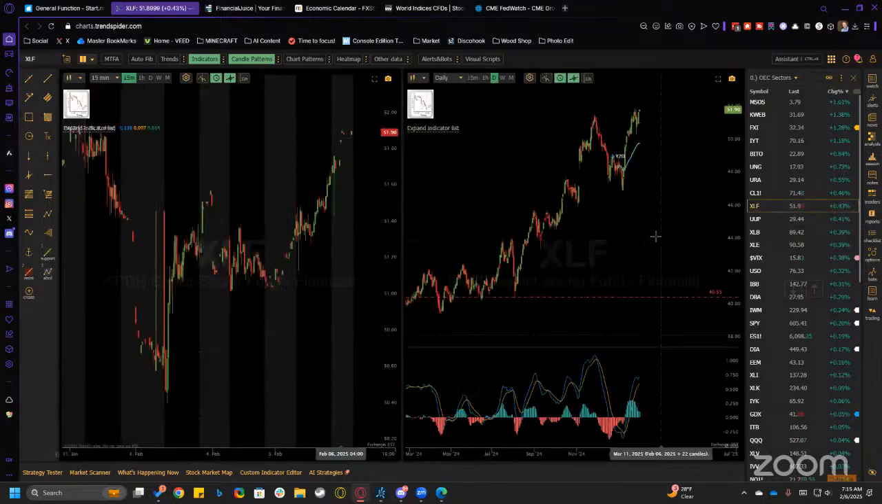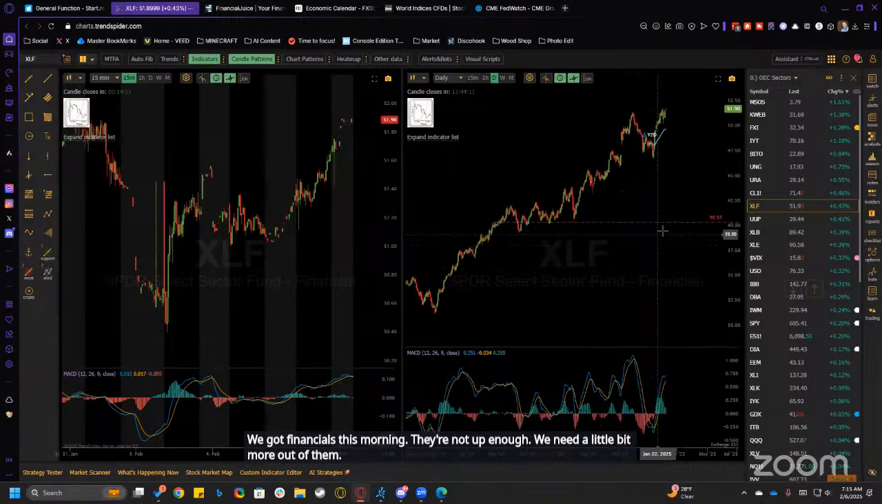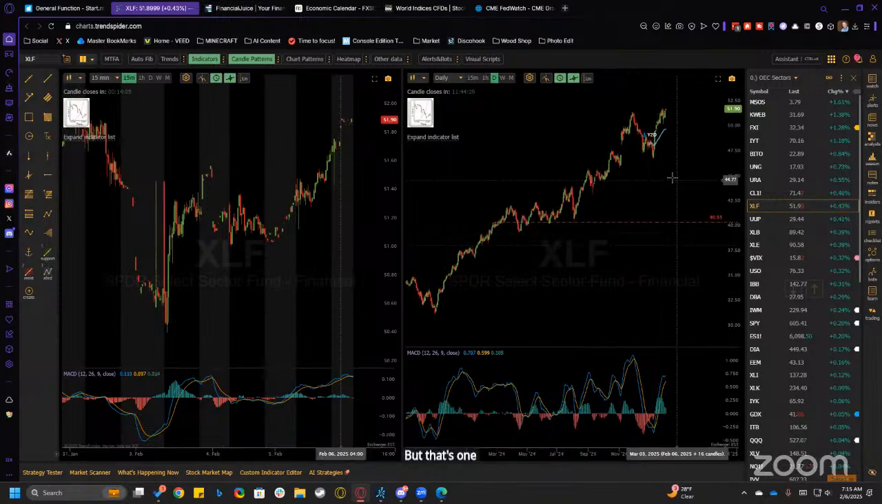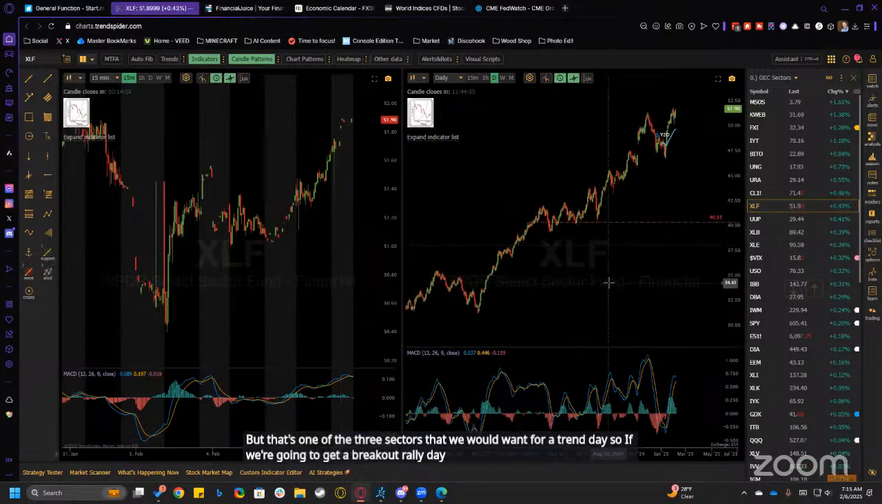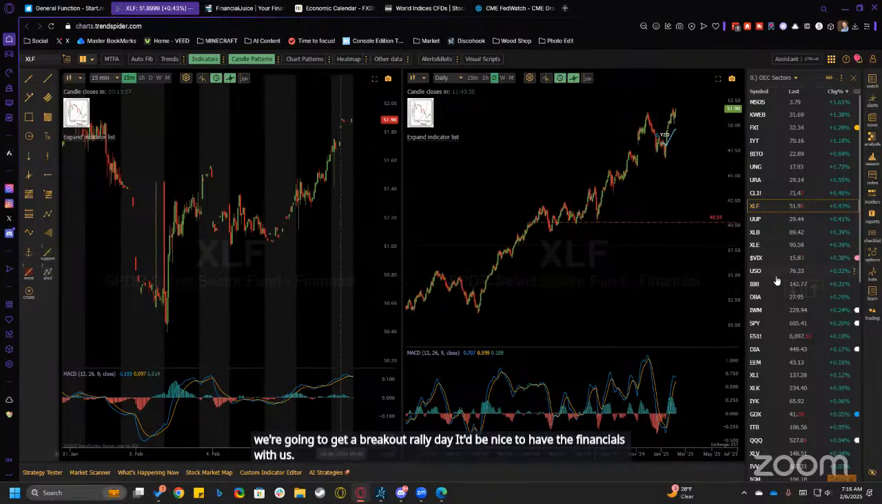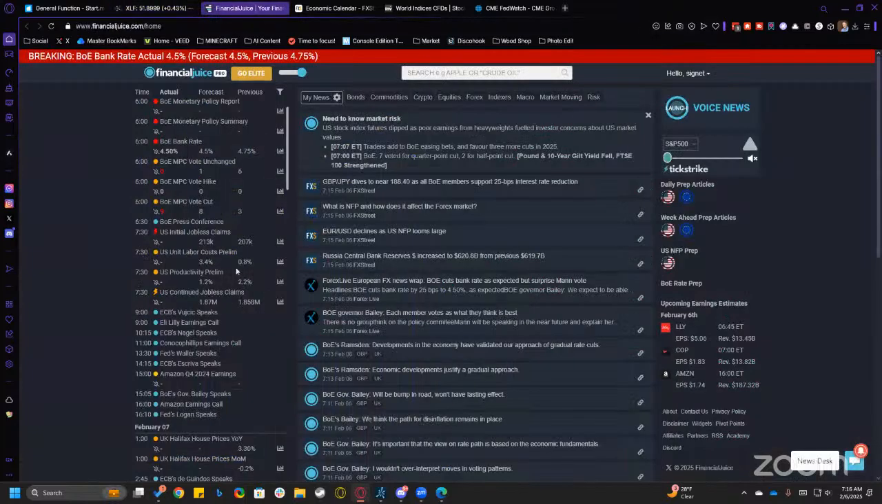We got financials this morning. They're not up enough. We need a little bit more out of them, but that's one of the three sectors that we would want for a trend day. So, if we're going to get a breakout rally day, it'd be nice to have the financials with us. So this is a really good start. We just need to keep it.